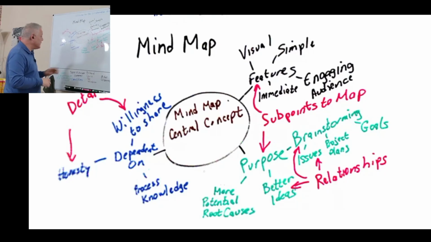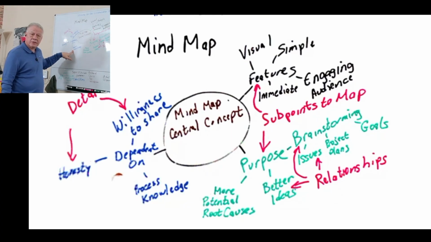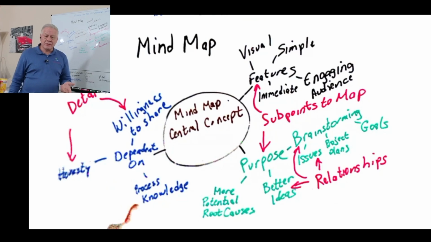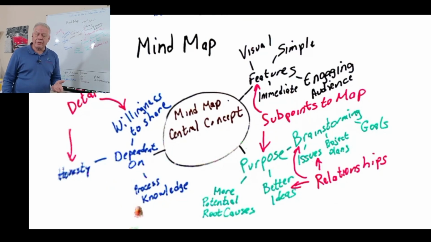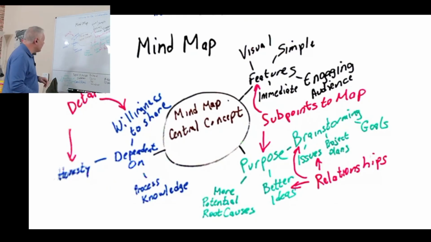So what are some keys for mind mapping? One of them is that they're dependent on process knowledge. Okay, if you're trying to solve problems with an area or come up with a better method, and you don't know what the issues are, then that's going to be a problem. So you need to know what it is you're talking about.